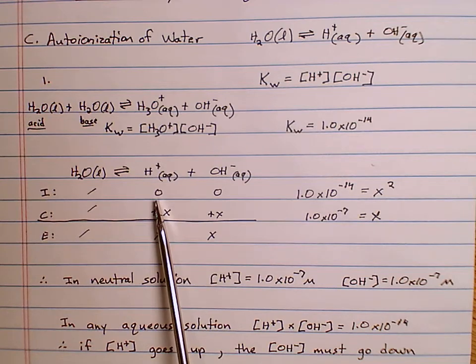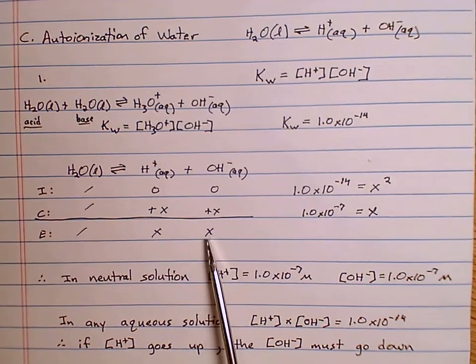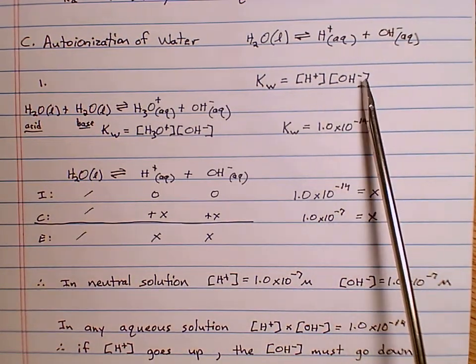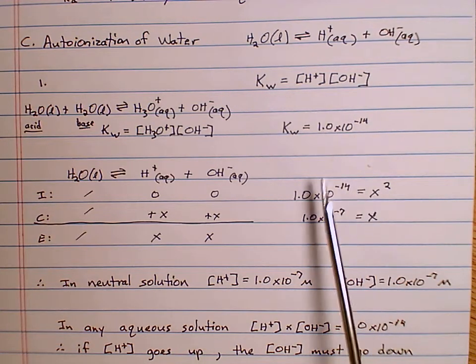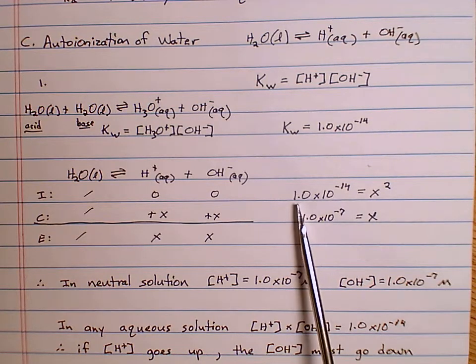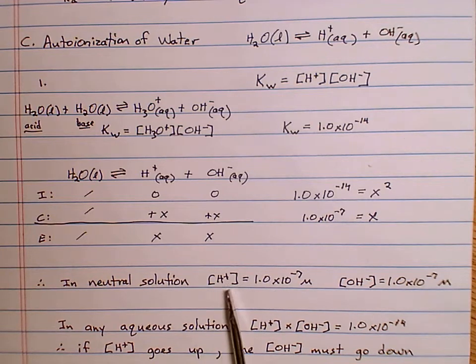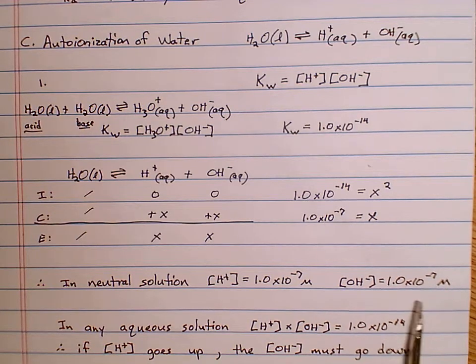Initial concentration of H+ is 0, OH- is 0, plus x. At equilibrium, we have x and x, which means plugging x and x into our values of H+ and OH-, and plugging 1.0 times 10 to the minus 14th in for Kw, that means 1.0 times 10 to the minus 14th equals x squared. x equals 1.0 times 10 to the minus 7th, which means in pure water, in a neutral solution, the concentration of H+ is 1.0 times 10 to the minus 7th molar. The concentration of OH- is 1.0 times 10 to the minus 7th molar.